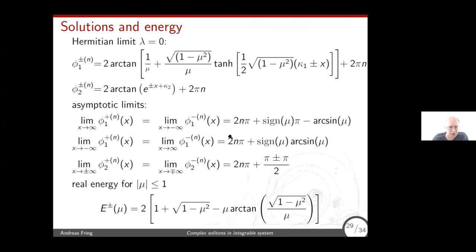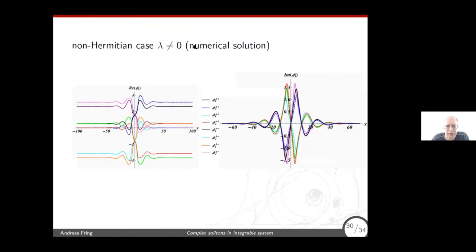Now we can, of course, calculate this. We calculate the limits. In the Hermitian case, when lambda is 0, we can do this all analytically, and this is the energy we get out. In the non-Hermitian case, when lambda is not equal to 0, we can still do it numerically, but asymptotically, the limits are the same as in the Hermitian case, and therefore the energies will be the same as in the Hermitian case.